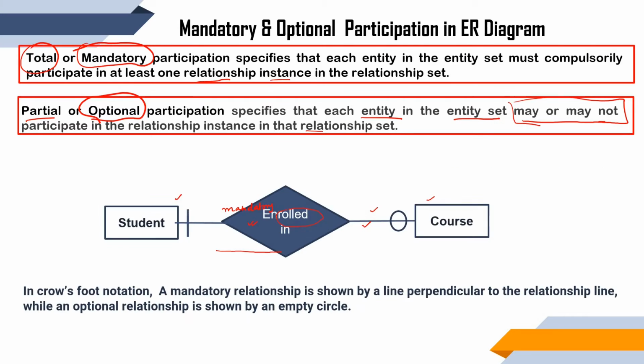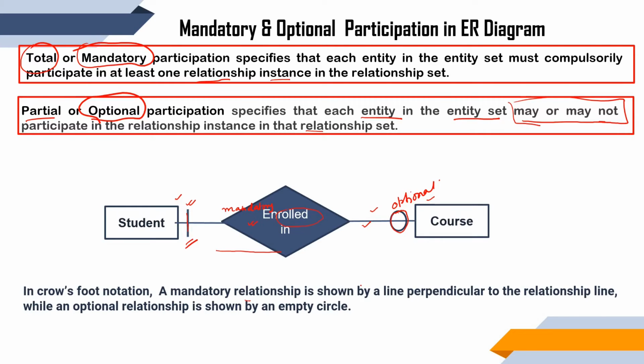Or I can show these two types of participation in some other symbols. In crow's foot notation, because in some books you will get this crow's foot notation, there a mandatory relationship is shown by a line perpendicular to the relationship line, while an optional relationship is shown by an empty circle, like student and course. Same example I have shown using different symbol. Student must have enrolled in some course. That's why I have given a line perpendicular to the relationship line, while an optional relationship is given by this empty circle.